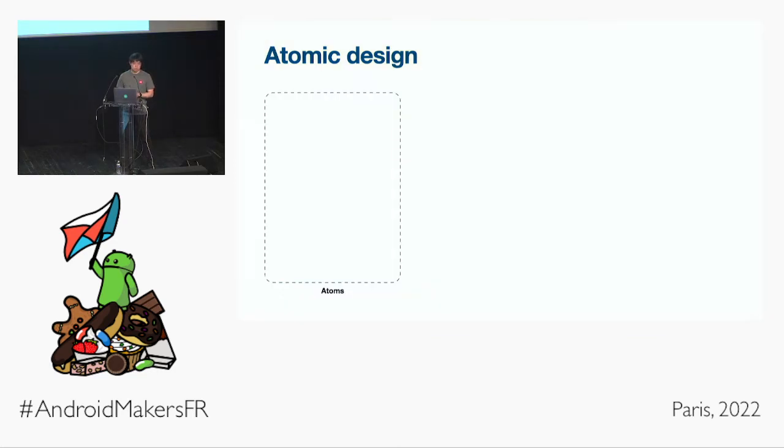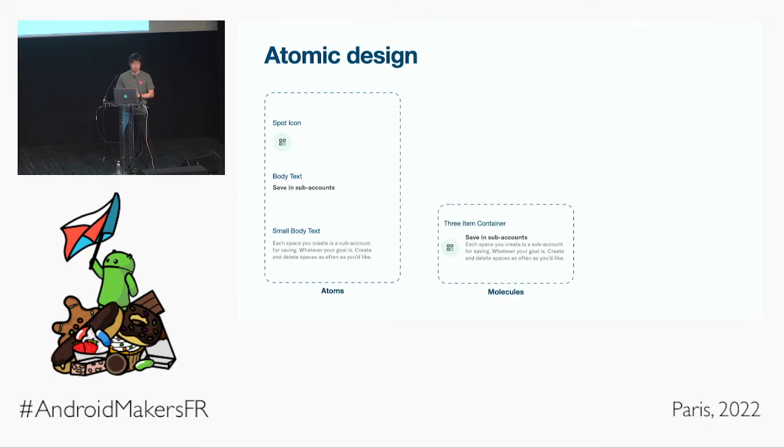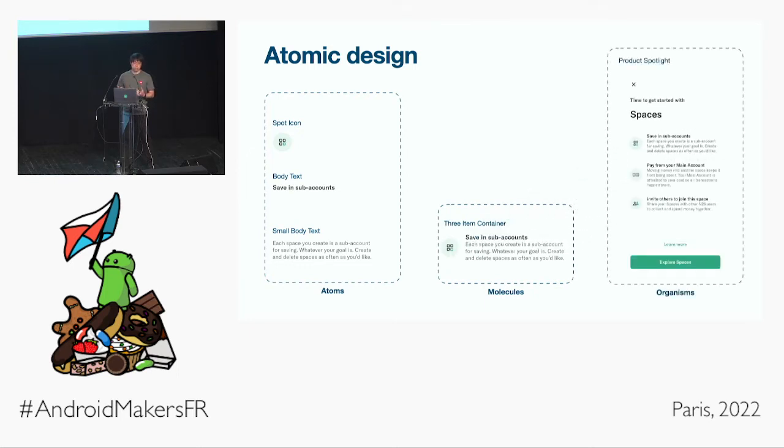So for instance, we have this atomic design, we have those atoms. Which atoms? We have this spot icon. And then we have this body text. And the small body text. And when we combine them together, we have this molecule, the 3-item container. And when we combine them together, we can have this organism, the product spotlight. We did not go to templates and pages, but we stop at the organism because most of the people here are more technical, so we understand that we don't need templates and pages.